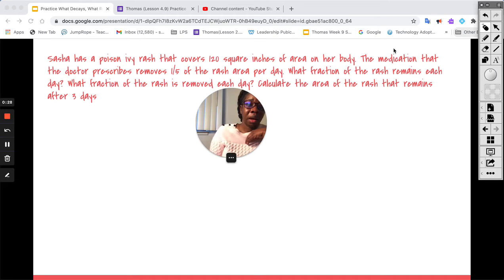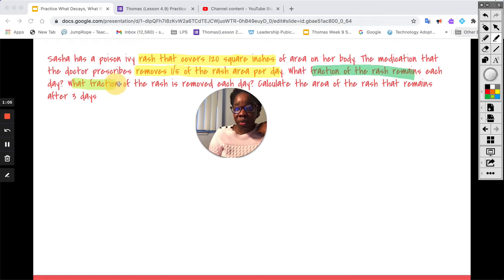So again, always start by reading your questions carefully, annotate and pull out important information. So the rash initially covers 120 square inches. That is going to be your initial value. The medication that the doctor prescribes removes 1/5 of the area per day. So that is how much it's decaying by. So we need to figure out what fraction remains. So what remains is going to be important. And then the other question that we're answering is what fraction of the rash is removed, which is the 1/5.